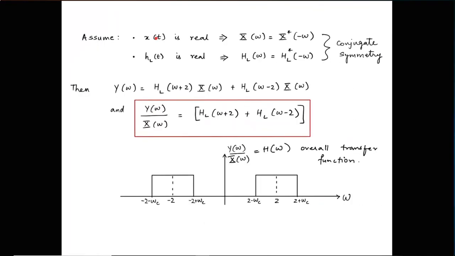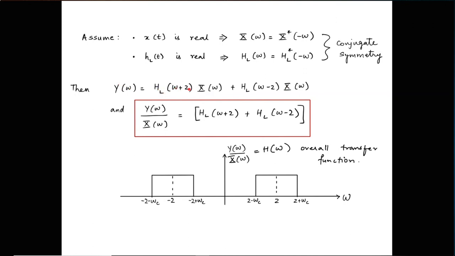Also assume that x of t is real, and if you assume that x of t is real, you will have conjugate symmetry in X, and H_L is real. That will make sure that there will be conjugate symmetry for the transfer function of the low pass filter. Now if I use these two, then I will be able to do the next step, which is to factor out X of omega from here and here. Y of omega can be written as H_L of omega plus 2 from the previous step times X of omega, after using conjugate symmetry, and also for the second piece here.